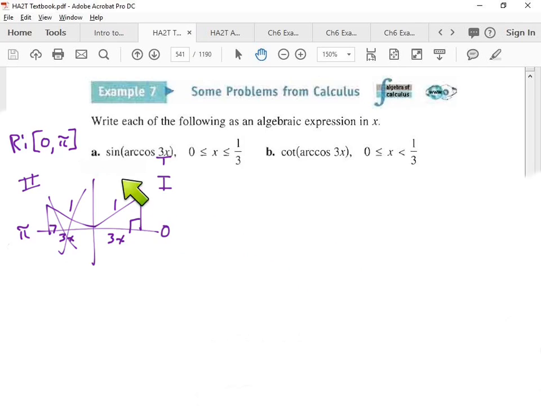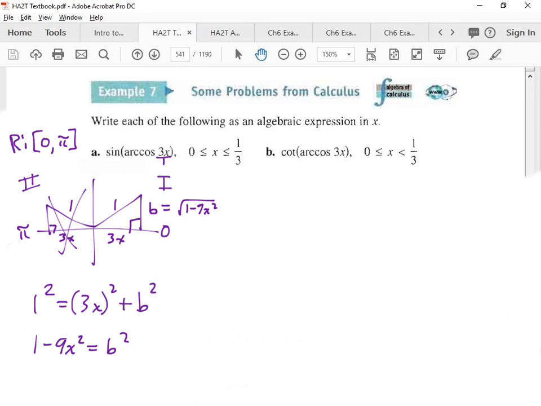Then it says, okay, rewrite each of the following as an algebraic expression of x. In x, sine of this equals what? Okay, let's find out. Let's find this missing side right here. What is that missing side? Let's make him b. So we have 1 squared equals 3x squared plus b squared. And I'm solving for b, so I'm going to move this guy over to the other side. So I have 1 minus 9x squared equals b squared. And now I have to square root both sides. So I get b equals the square root of 1 minus 9x squared.